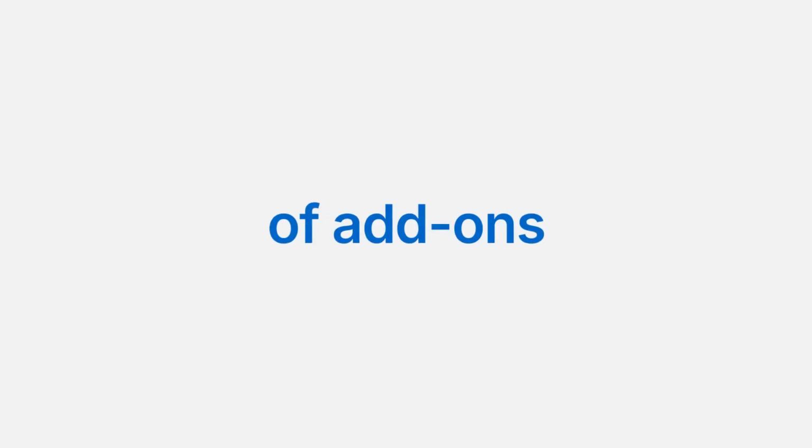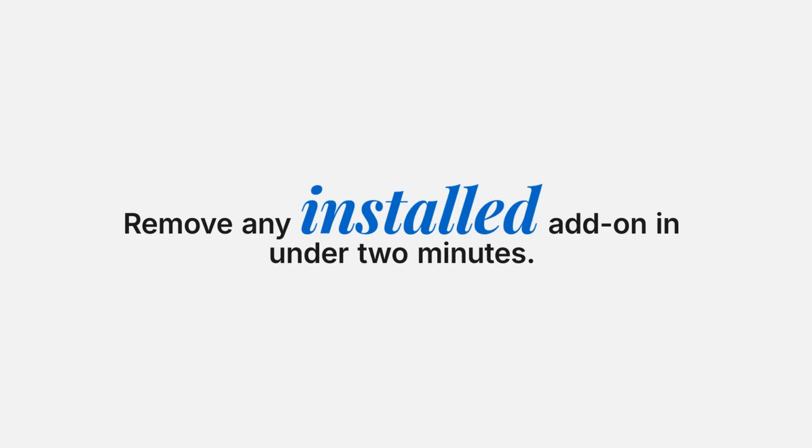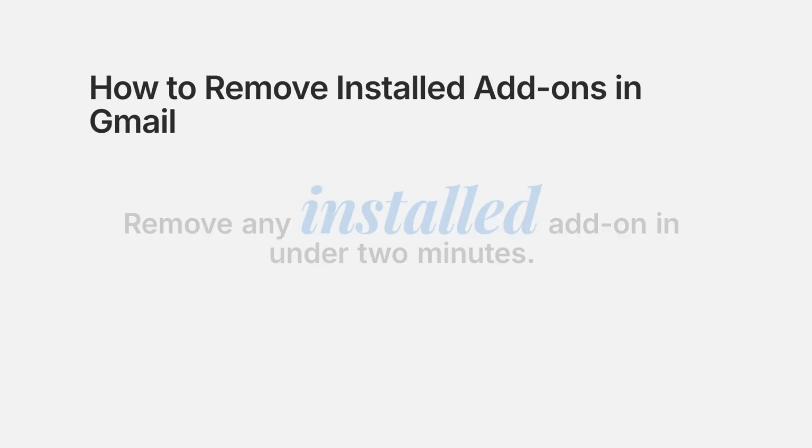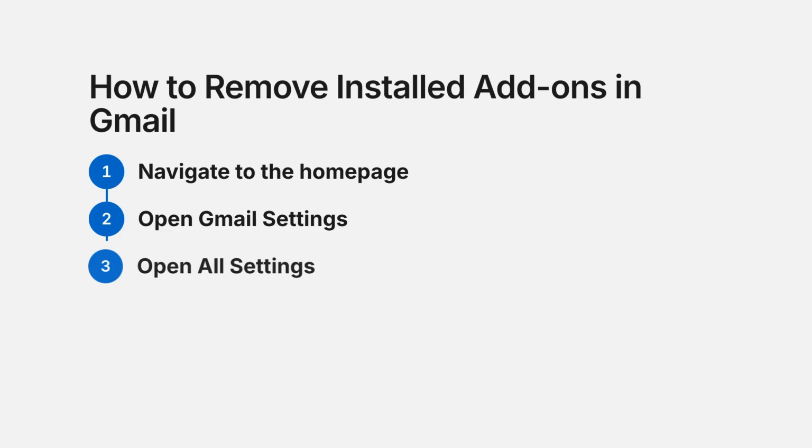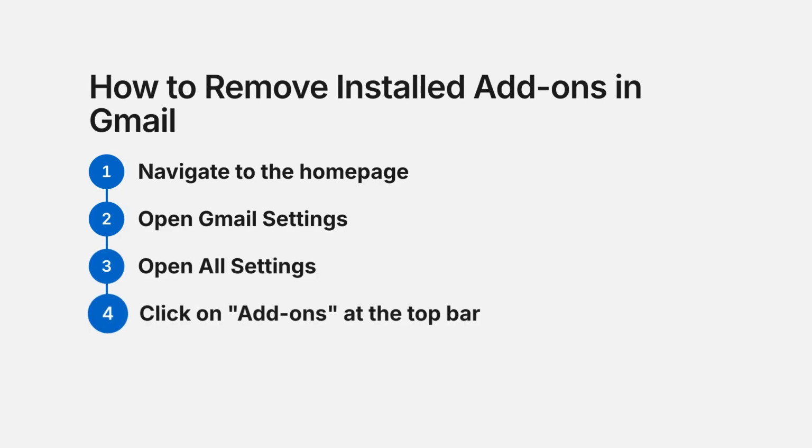Are you tired of add-ons cluttering your Gmail? Remove any installed add-on in under 2 minutes. I'll walk you through the exact settings path. First, open Gmail Settings. Then, find the Add-ons section. And finally, uninstall what you don't need.